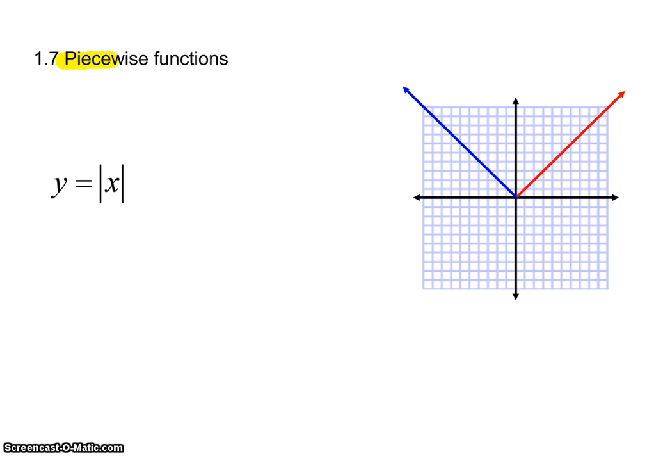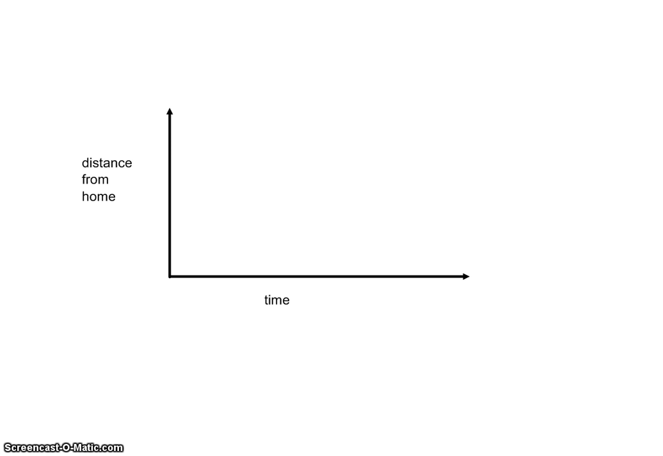Now in the book, there's a really good example that talks about if you took a trip to school and back, and you look at the time and the distance you are from home. So at time 0, you're at home, and what you do is you're going to drive for a while, and you're going to get farther from home. And let's just say it's a constant speed. That would be what causes our function to be linear.